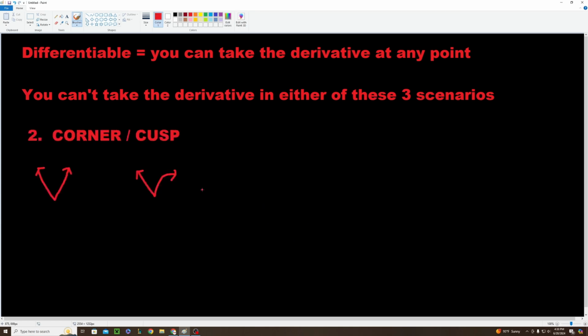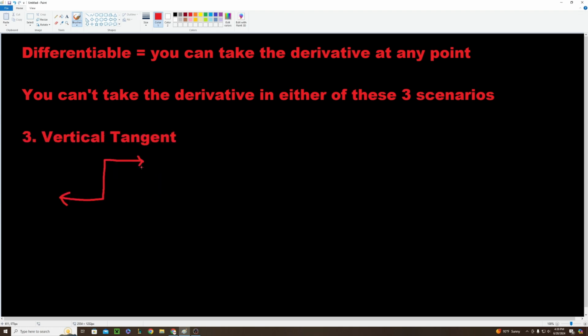Okay, then the next thing you can't take the derivative of is a corner or a cusp. A corner is like this, where two straight lines meet, and they're kind of perpendicular to each other. You can't take the derivative here because on either side the rate of change is completely different. So it makes no sense how you could take the derivative here. And the other thing is a cusp, which is the same thing really, but it's more rounded. And in these spots you can't take the derivative.